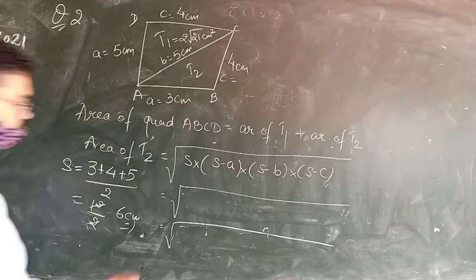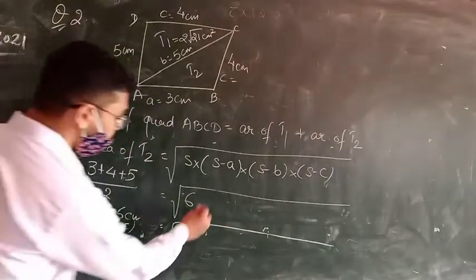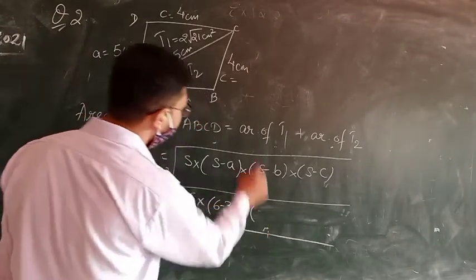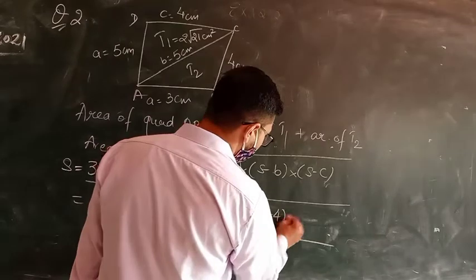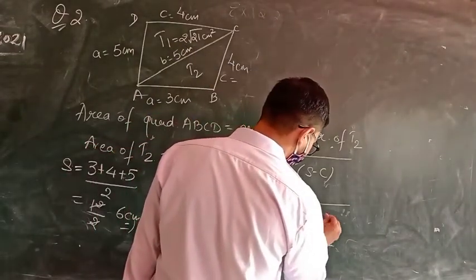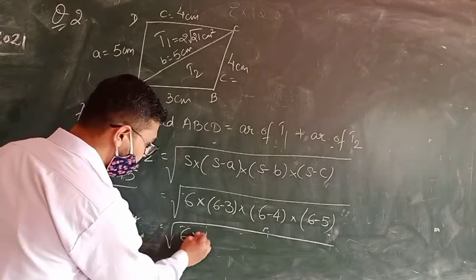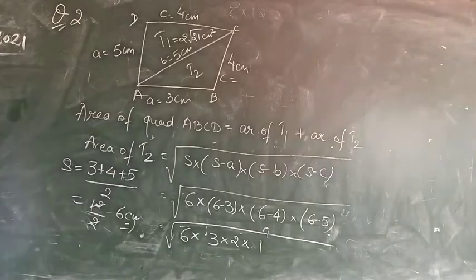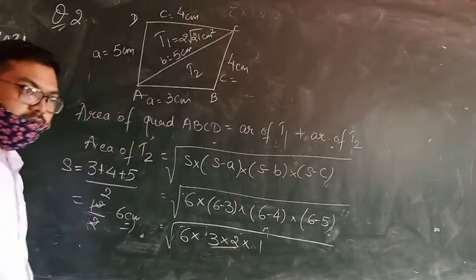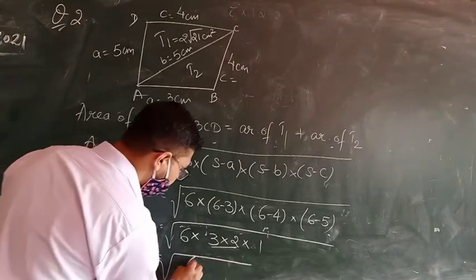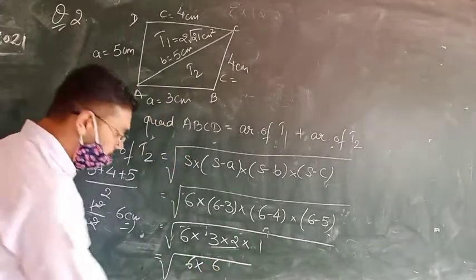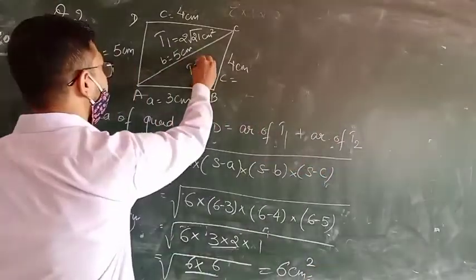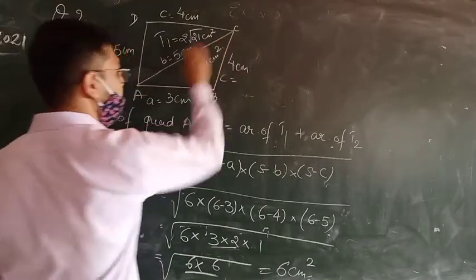Now in place of S I will write 6 multiplied by 6 minus 3 multiplied by 6 minus 4 multiplied by 6 minus 5. So this is 6, 6 minus 3 is 3, 6 minus 4 is 2, 6 minus 5 is 1. Now 3 2s are 6. So can I write like this? 6 into 6. Now I have a pair of 6, so I can write 6 centimeter square. So the area of this T2 is 6 centimeter square.